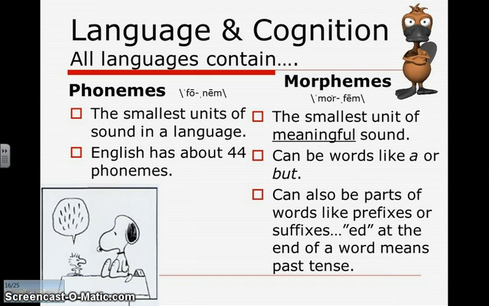So when you put together words like a or but or man, those are words that can be very short, but you can't break them down anymore. The word but, you can't break that down any further to be meaningful. By the same token, the word man, you can't break that down anymore and come up with something meaningful. Ed would also be, or ing would be things that would be morphemes as well.